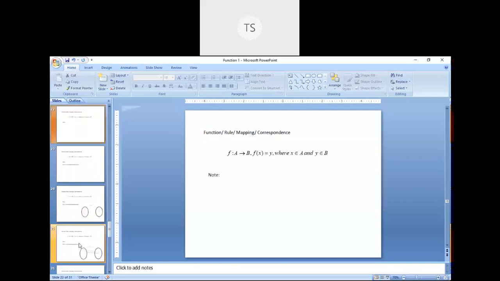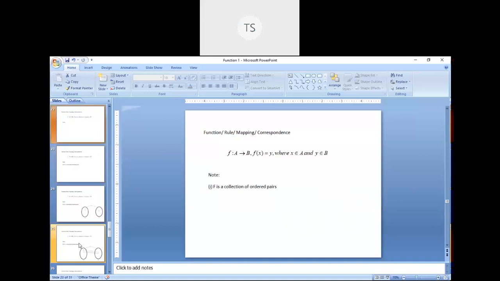Now, there are some important notes from the definition of function. So, first is f, that means a function is a collection of ordered pairs. Is it correct? Function is a collection of ordered pairs. Yes, ma'am.